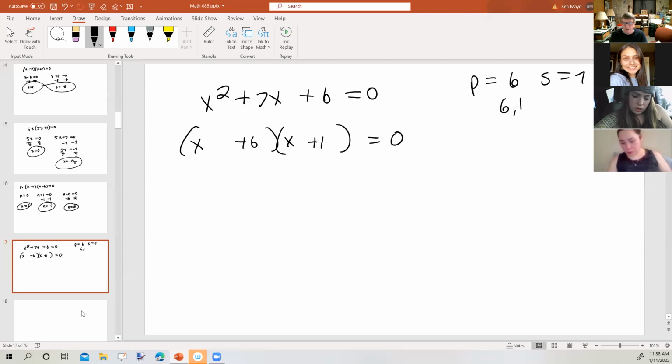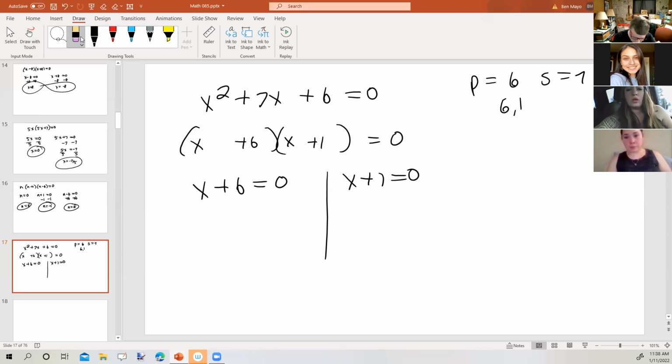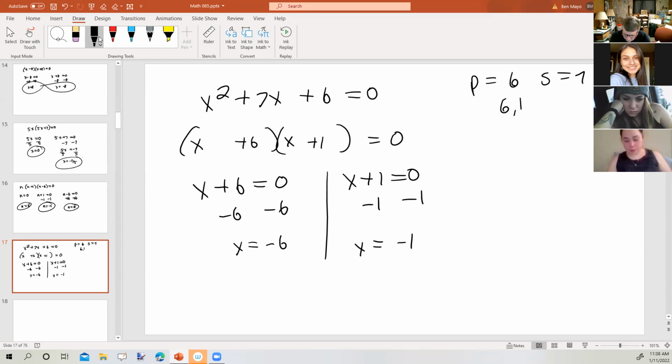Now, by factoring the left side of the equation, I have it in the form a times b equals 0. So now it looks like the previous problems that we did. At this point, we take each factor that contains a variable and set it equal to 0, and solve each first degree equation. x plus 6 equals 0, subtract 6 from both sides, x equals negative 6. x plus 1 equals 0, subtract 1 from both sides, x equals negative 1.